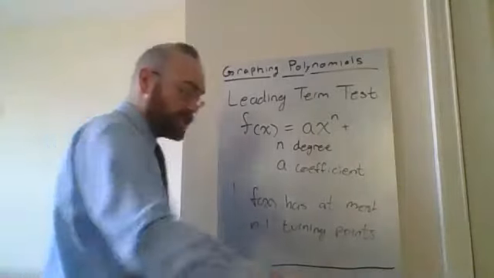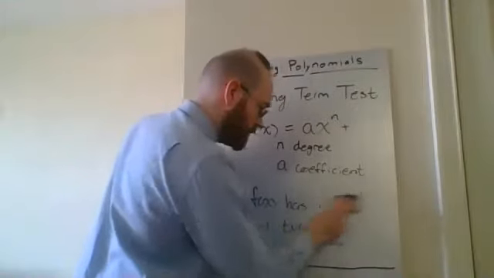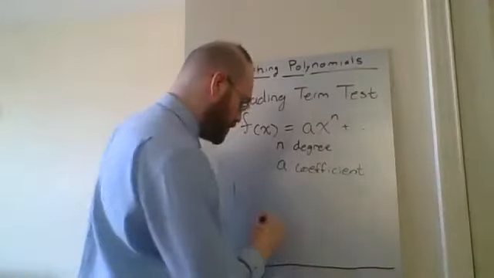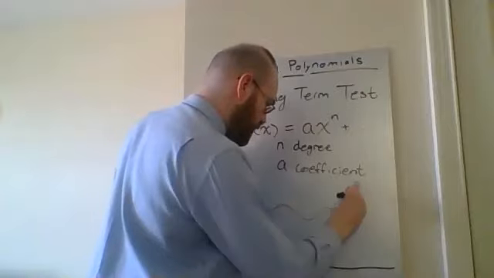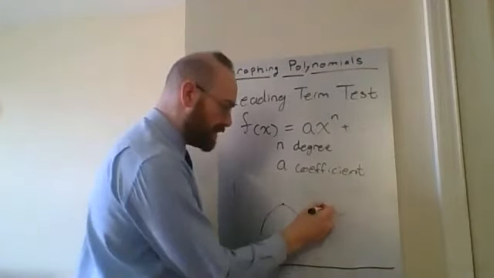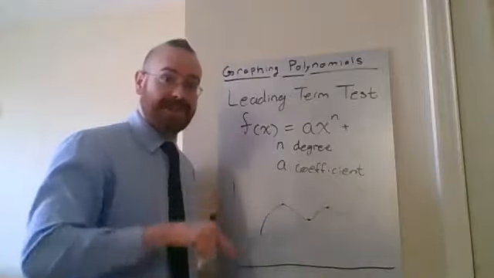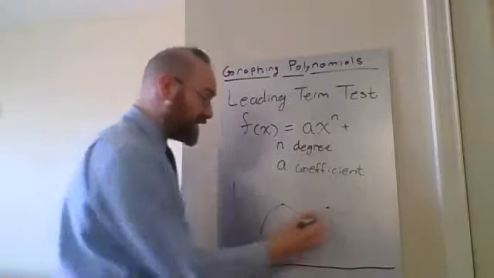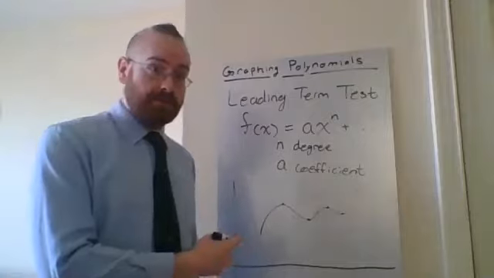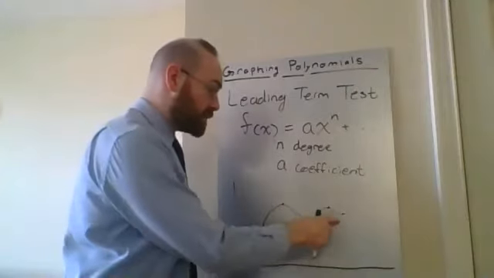But at a turning point, let me erase this to make some space. If we draw a graph of a polynomial, we'll do a somewhat simple one. Everywhere it turns, everywhere it changes direction from going up to down or down to up, that is a turning point. So this polynomial that I've drawn has 4 turning points.